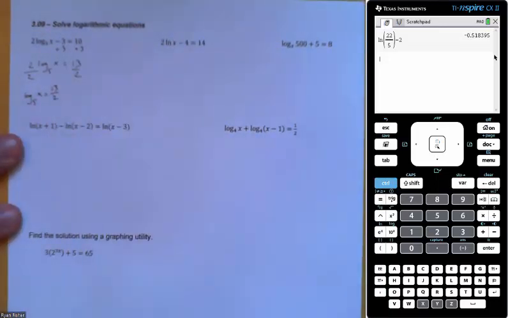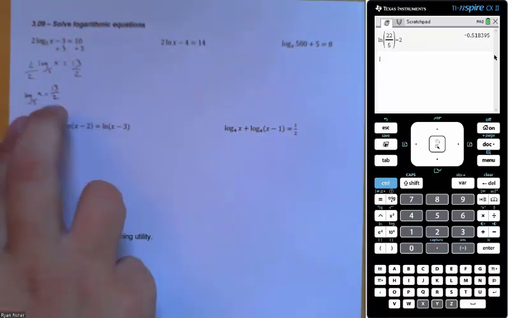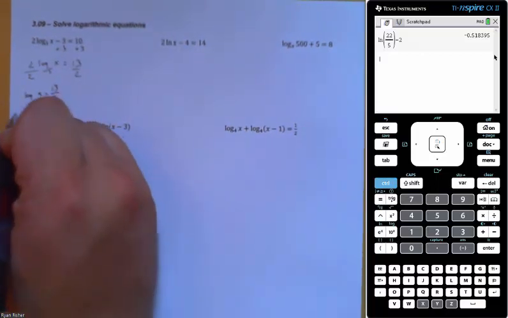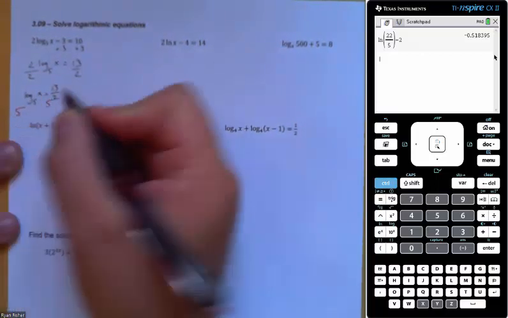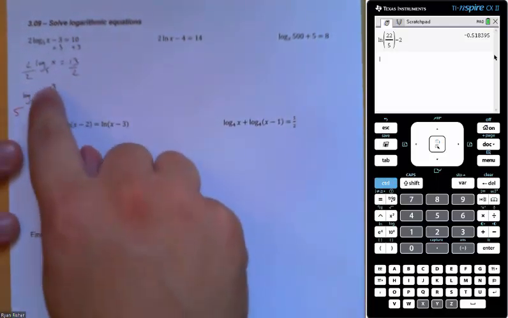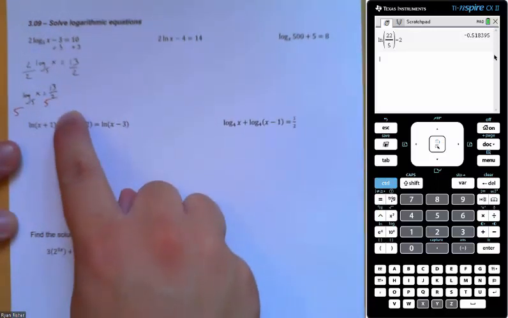How do I undo this? Well, I like to think of it like this. I'm going to make these expressions each the exponent of whatever this base is. So I'm going to think of this as 5 to the log base 5 of x, and that's equal to 5 to the 13 halves.